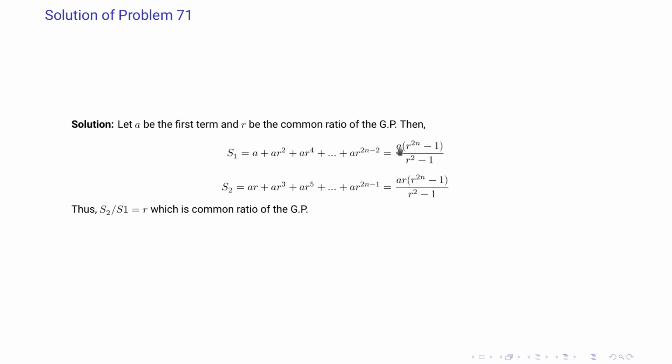That is equal to A multiplied by (R to the power 2n minus 1) by (R square minus 1). And S2 is AR plus AR cube plus AR to the power 5 up to AR to the power 2n minus 1. So in this case, the sum would be AR into (R to the power 2n minus 1) by (R square minus 1). So if you divide S2 by S1, then you observe that only R will remain, which is the common ratio of the GP.